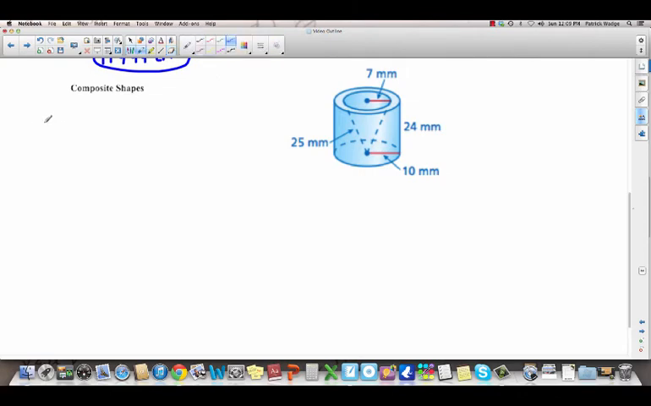Volume's always going to be easier. The reason that volume's easier is because all you have to do is find the two different shapes and either add them, like if the cone was sitting on top, you just add it, or if the cone's taken out, you subtract. So that's not so hard. The surface area is much more difficult.